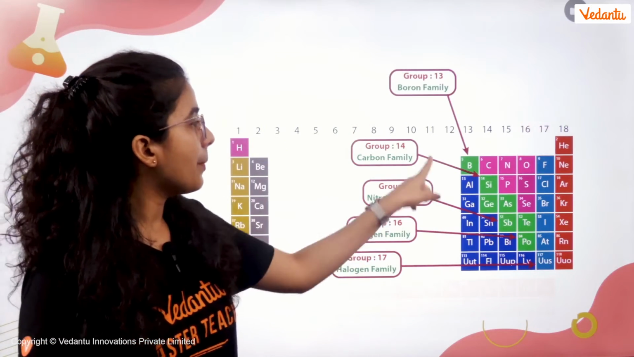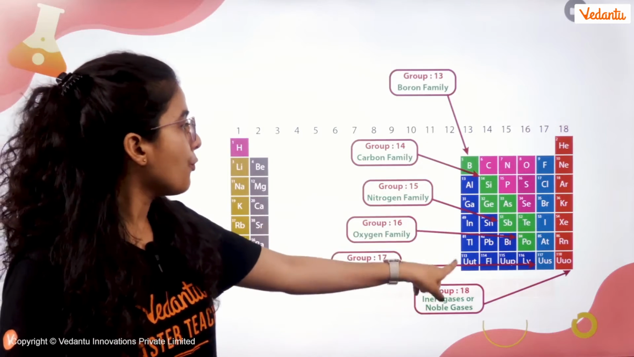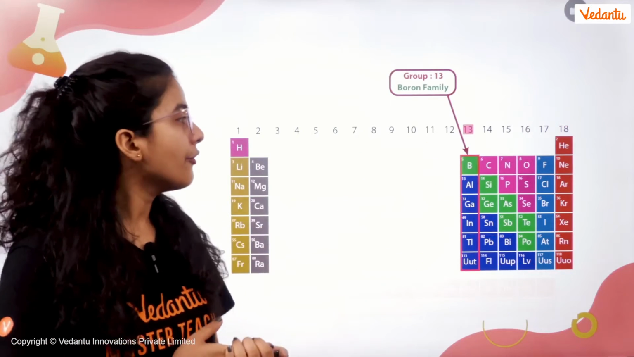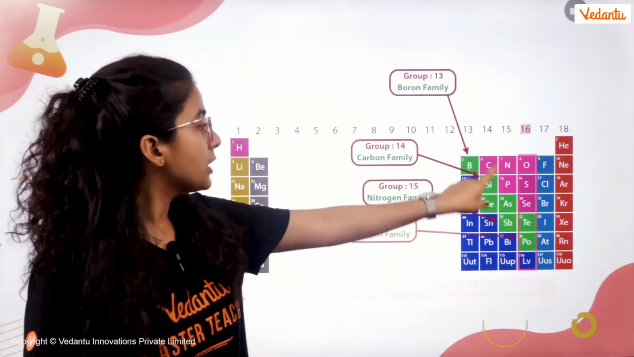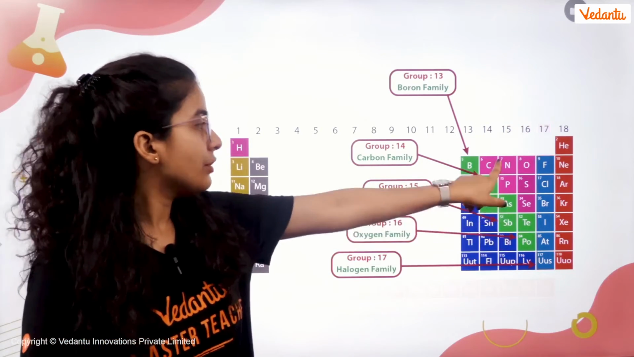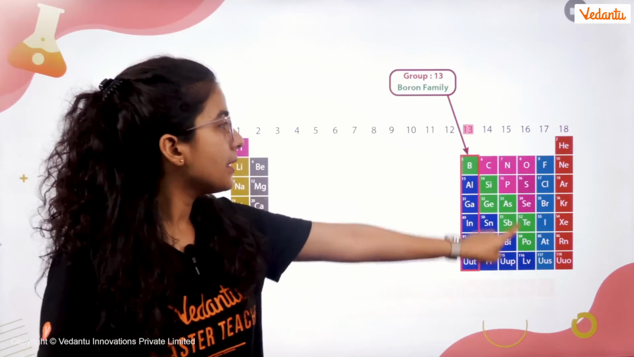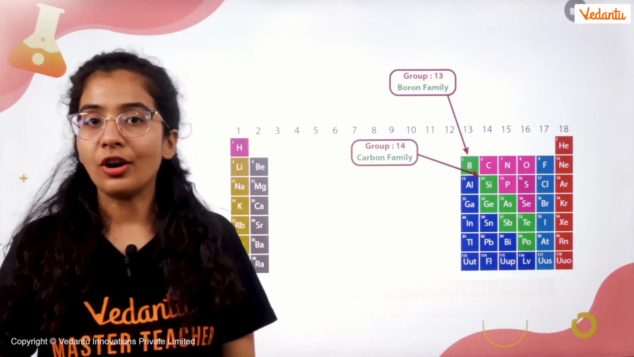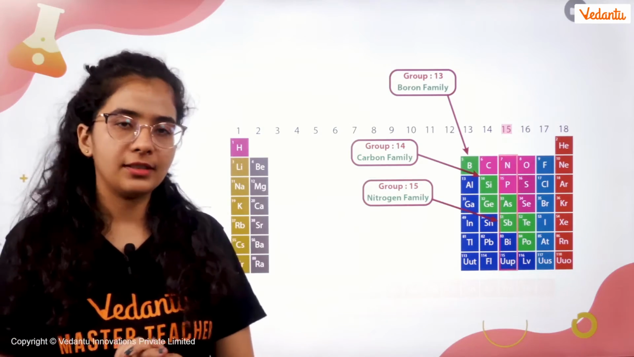The elements placed in group 13 are known as the boron family. Group 14 elements are known as the carbon family. Group 15 elements are known as the nitrogen family. Group 16 elements are known as the oxygen family. The elements placed in group 17 are known as halogens, and the elements placed in group 18 are known as zero group elements. They are known as noble gases or noble elements, okay?